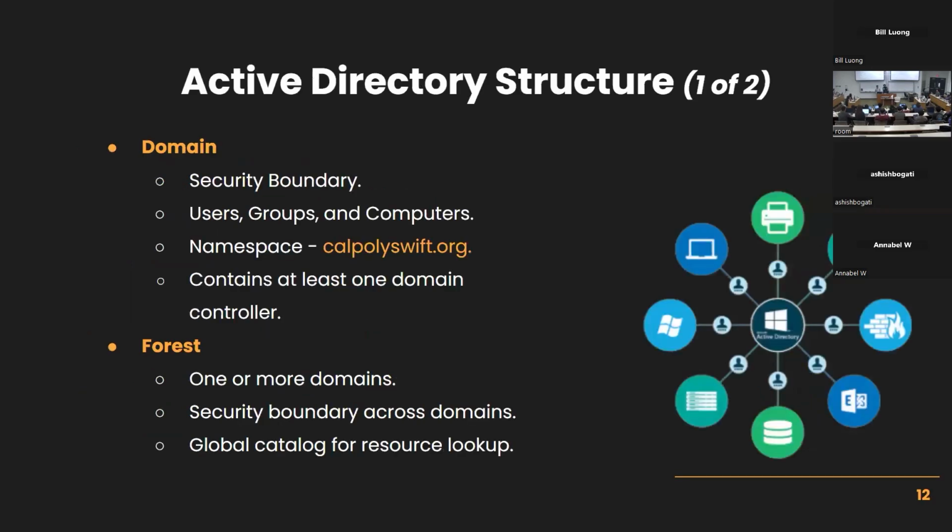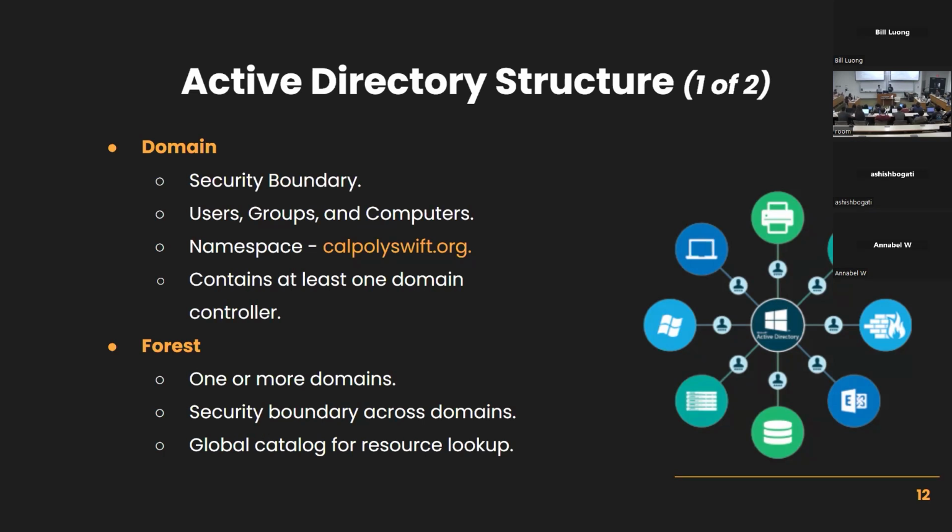And so the structure of Active Directory: within one domain, it's a collection of users, groups, computers, as well as organizational units. It must contain at least one domain controller. An important service within Active Directory is the domain name server. It resolves an IP address to a name, like our namespace, for example, calpolyswift.org. So if you were to add a workstation to an Active Directory domain, it would have a DNS name, essentially.